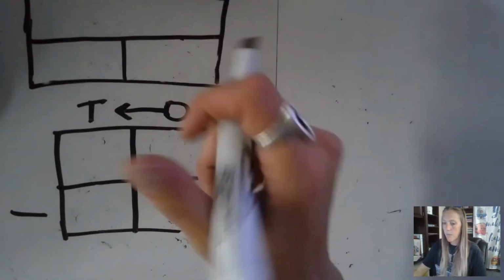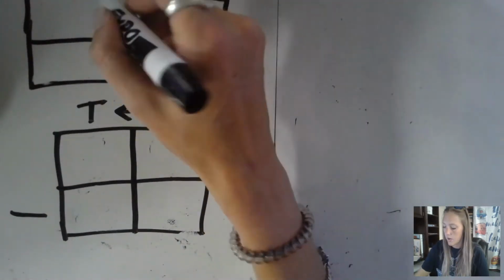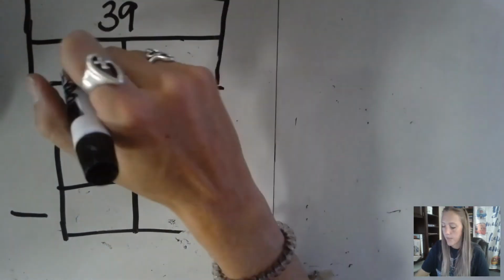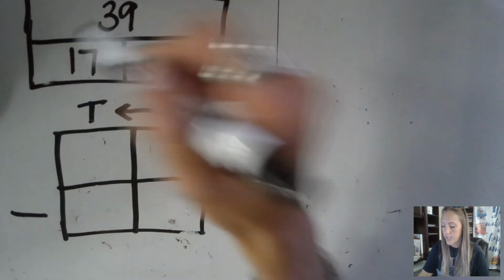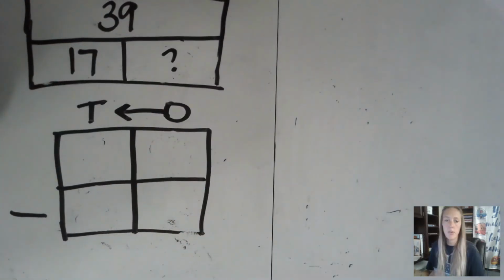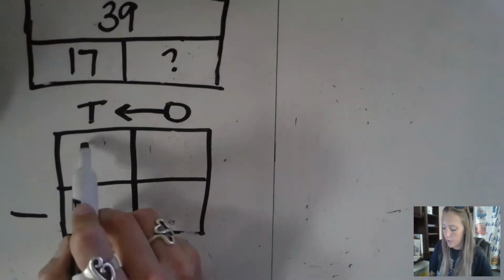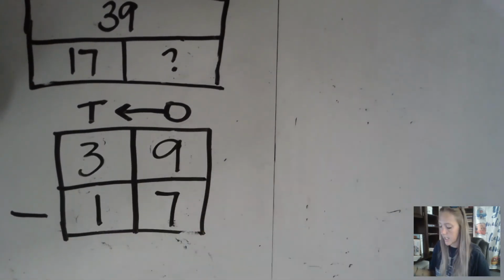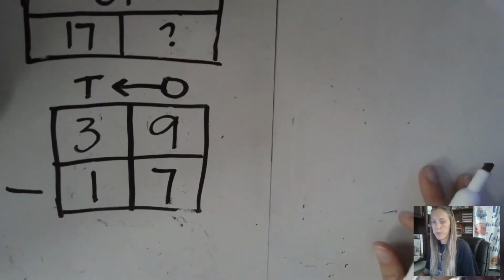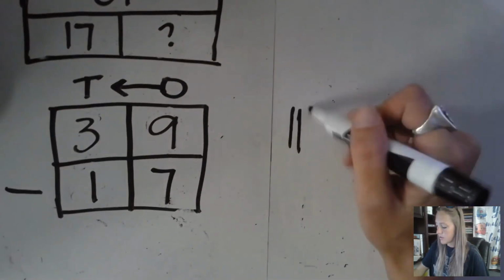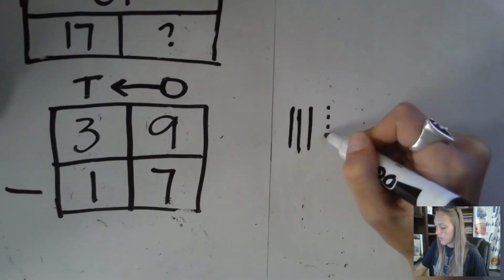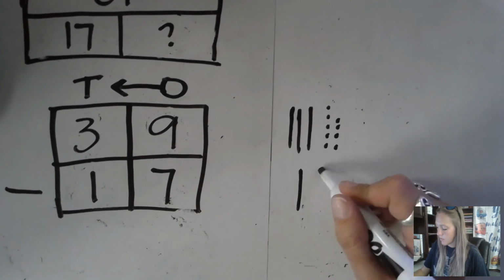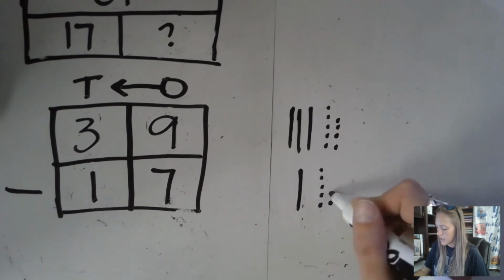Think of a number. 39 is our whole. 17 is one of our children, and we're trying to find the other one. So we put 39 here, 17 here. And to represent that, I write 1, 2, 3 tens. 1, 2, 3, 4, 5, 6, 7, 8, 9. 17. 1, 2, 3, 4, 5, 6, 7.